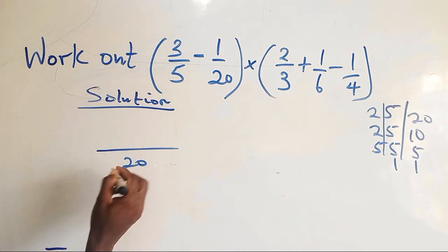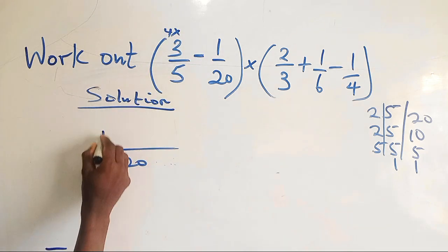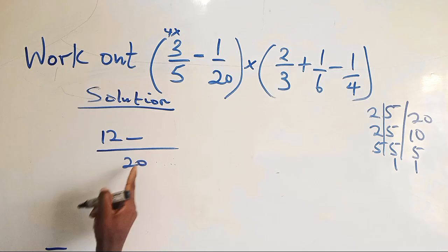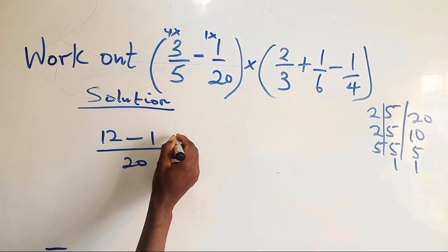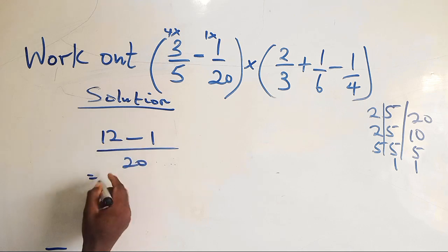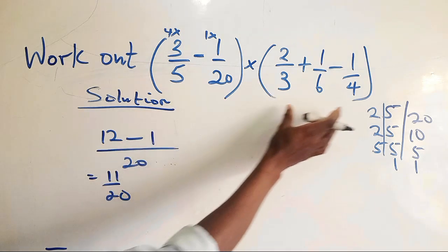Okay, so what we do now is to say 20 divided by 5 is 4, multiplied by 3, we have 12, minus 20 divided by 20 is 1, multiplied by 1. So our result here is 12 minus 1, which is 11 over 20 for this. So let us look at the next one.